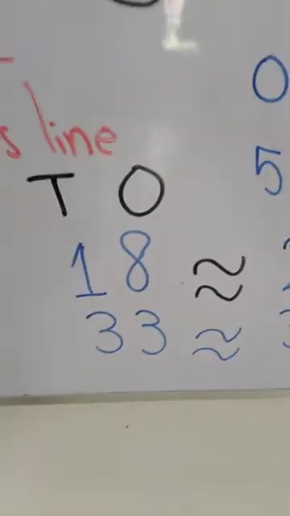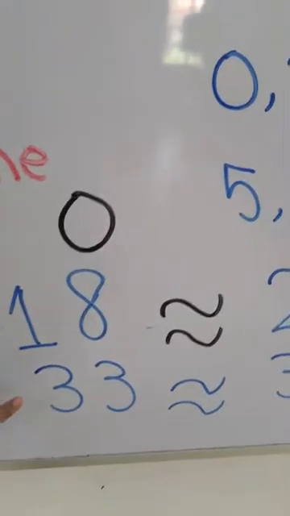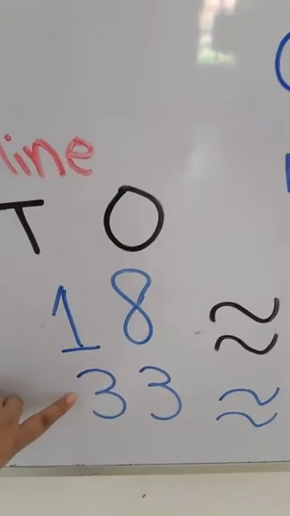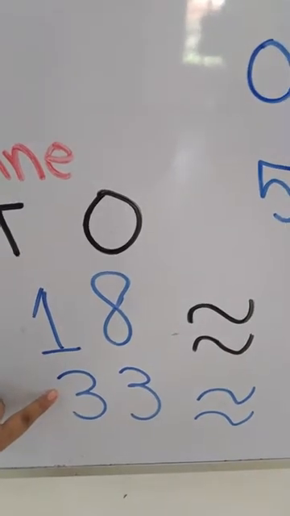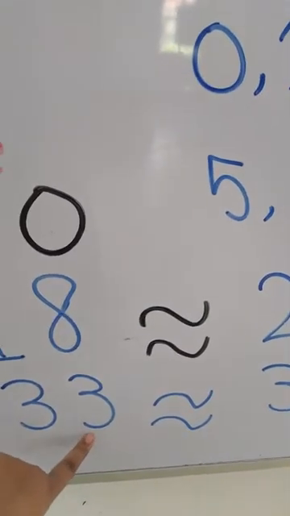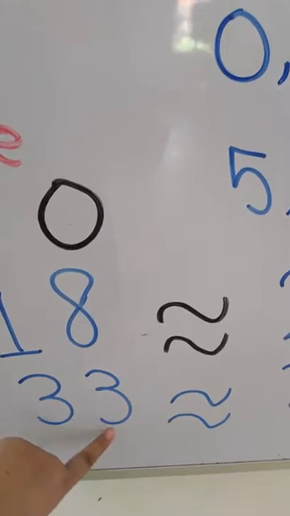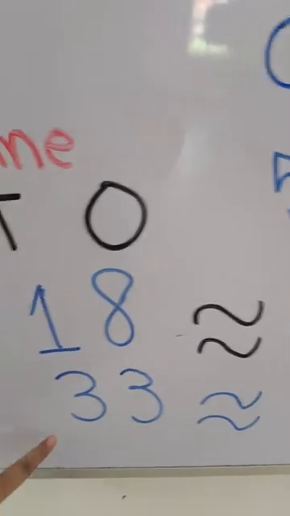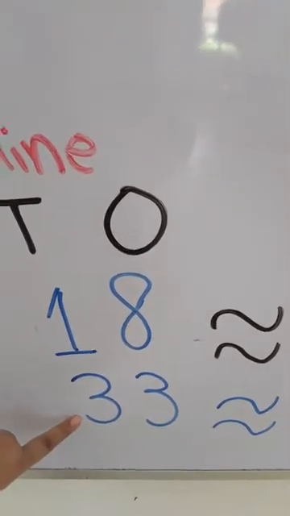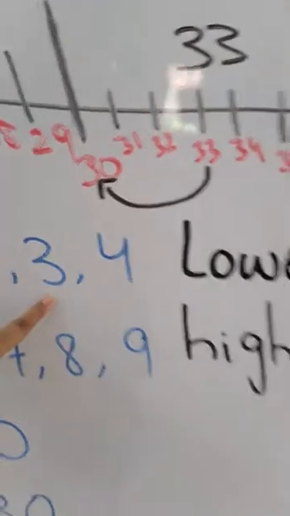In the next example we have to round off 33. In the ones place we can see the digit is 3, and in the tens place the digit is also 3. So on the number line we can see 33, and 3 is in the lower 10.